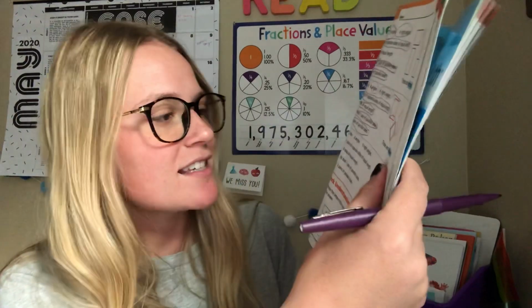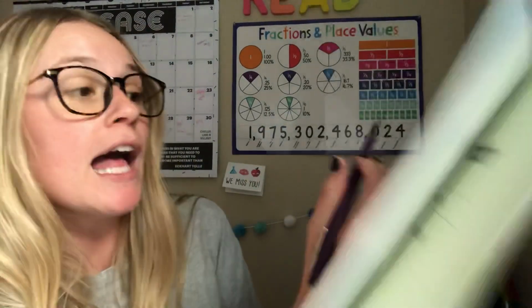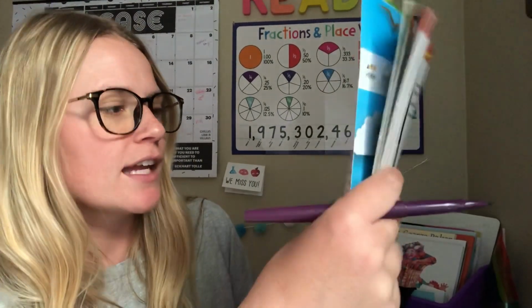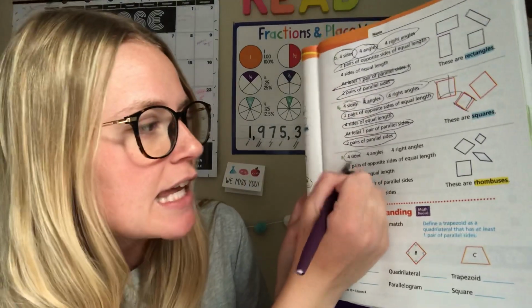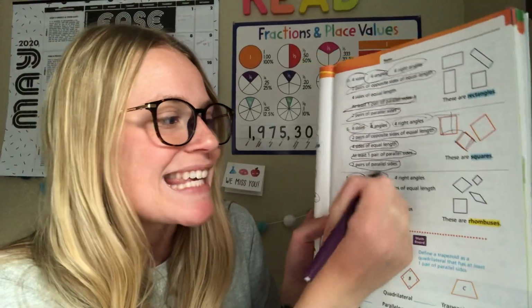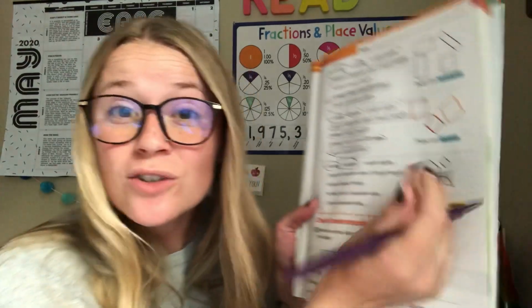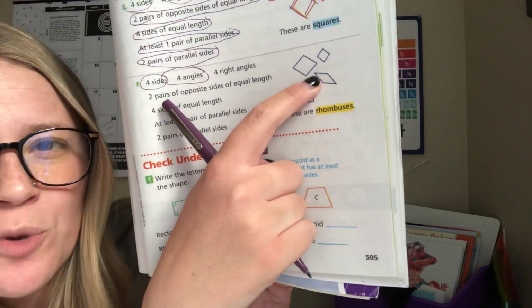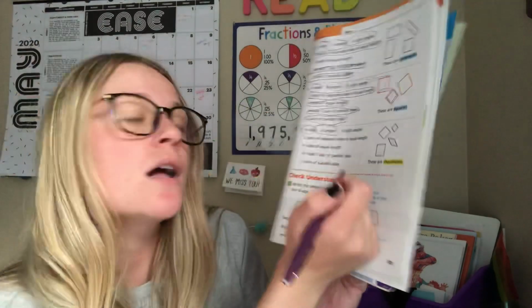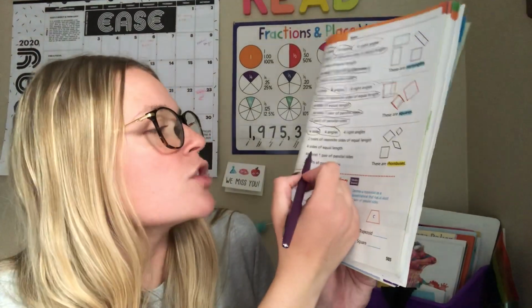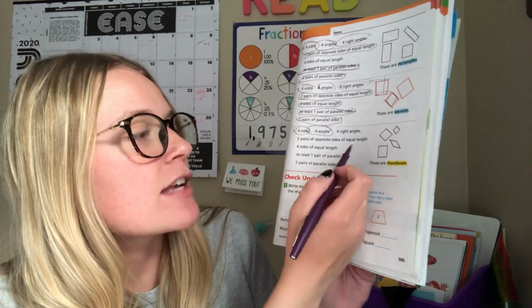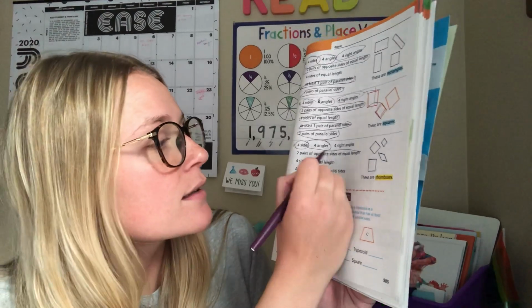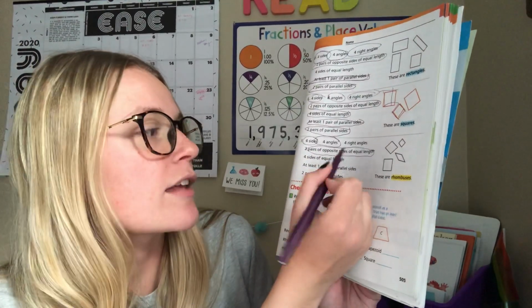These are rhombuses. Do they have four sides? Okay, do they have four sides? Yes. Do they have four angles? Yes. Do they have four right angles? Nope. Look at this one. Super tiny, super big. Not a right angle. Do they have two pairs of opposite sides of equal length? Yes. Do they have four sides of equal length?